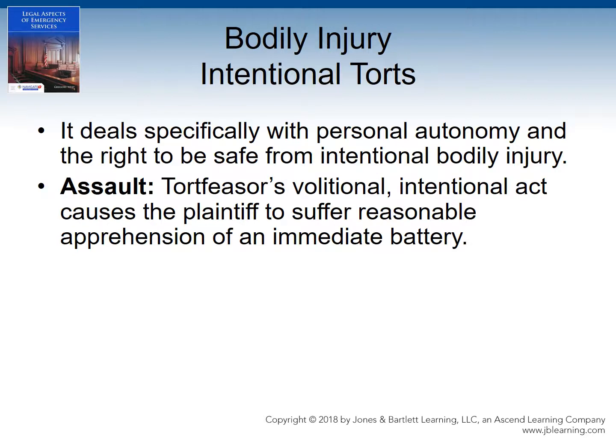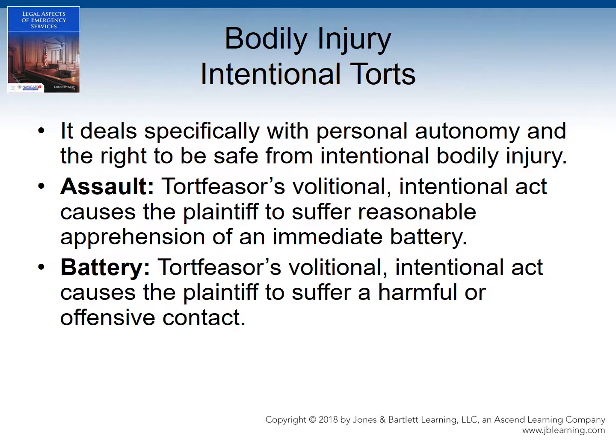The first bodily injury intentional tort to mention is assault, where the tortfeasor's volitional intentional act causes a plaintiff to suffer reasonable apprehension of a harm or offensive touching, a battery. Consistent with the criminal law definition of assault, the victim must be aware of the attempted battery. If the victim was never placed in apprehension of the harmful or offensive touching, then assault never occurred.